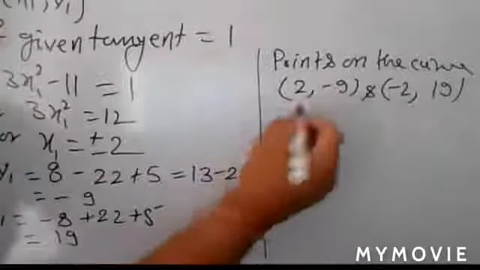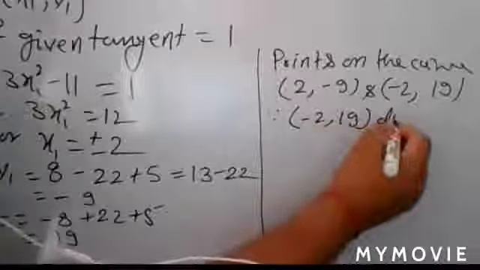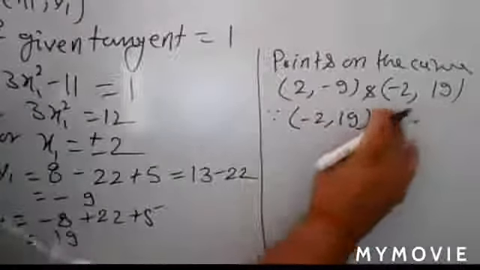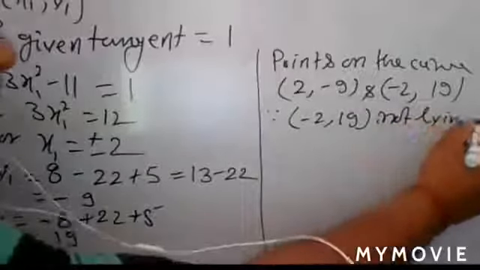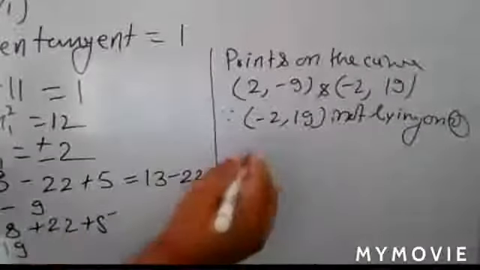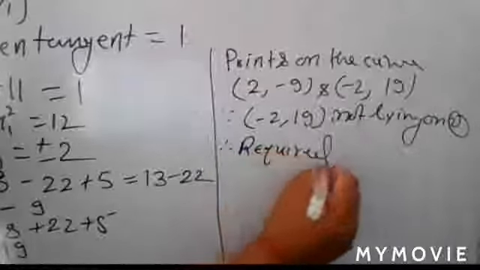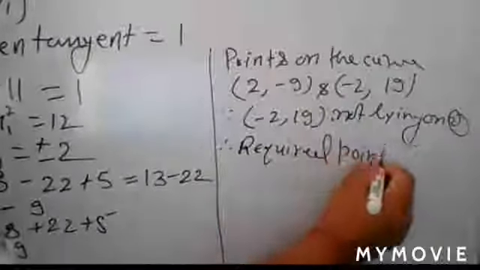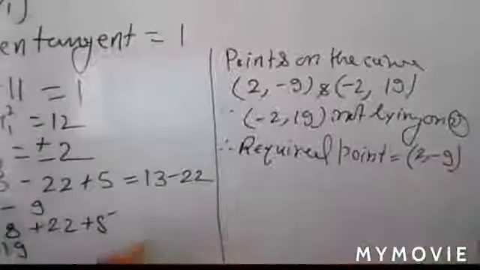So you write here, since (-2, 19) is not lying on 2, hence the required point is equal to (2, -9). So this is your required point.